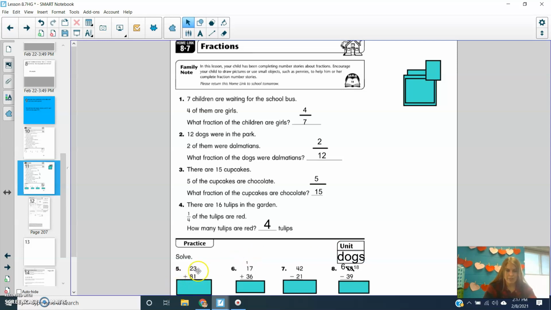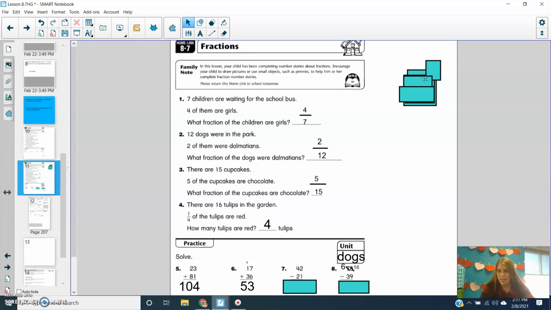All right, for question number 5, I have 23 plus 81. So I know that 3 plus 1 is 4, and I know that 8 plus 2 is 10, giving me my total of 104. For question 6, I have 7 plus 6, which I know is 13. Notice how I carried my 1 up top and I put my 3 below. Then I have 3 plus 1, which is 5, for a total of 53.